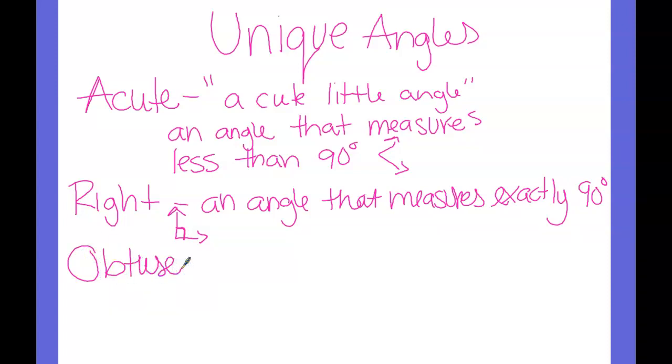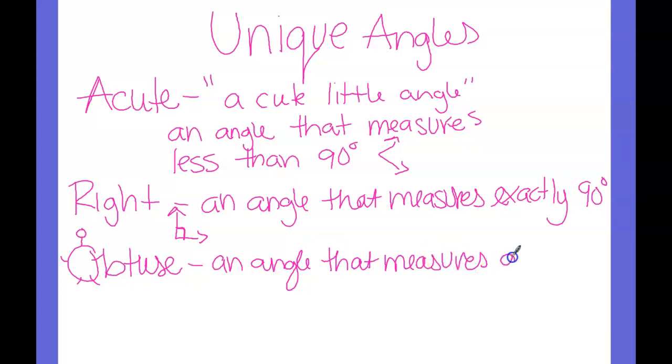Okay, so to help me remember obtuse, I actually do like a little guy who's obtuse. This is big, right? So an obtuse angle is a big angle. So let's say that it measures what? Greater than 90, good. And you can draw an obtuse angle.